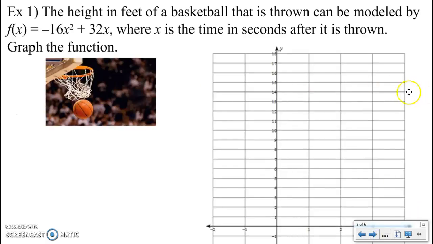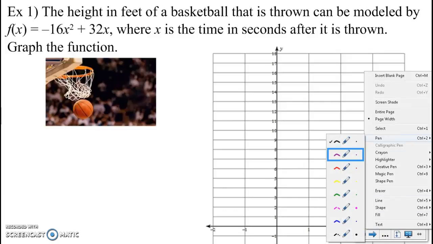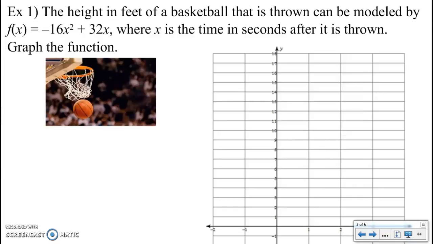Okay, the height in feet of a basketball that is thrown can be modeled by f of x equals negative 16x squared plus 32x, where x is the time in seconds after it's thrown. We need to graph this function. So we are going to start out by labeling our a, b, and c in this function. A is in front of my x squared, b is in front of my x, and notice there's nothing here for c, so we actually don't have to worry about that.